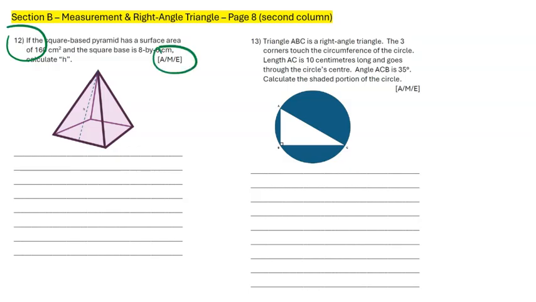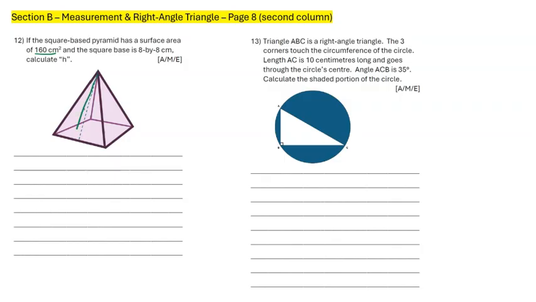So we're now at question number 12. This is the first of the excellence questions, and there's nothing particularly tricky about it, but you've got to be insightful with your use of algebra to get this. So let's break down the question. The square base pyramid below has a surface area of 160 centimeters, so they've told us the area. The square base is 8 by 8 centimeters, and we've been asked to calculate H.